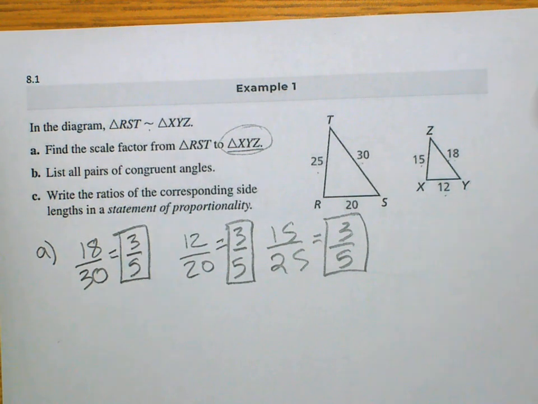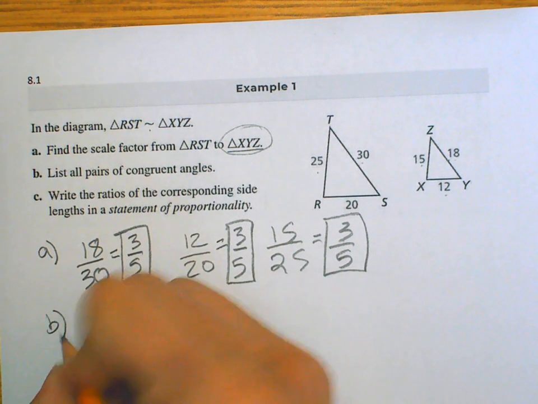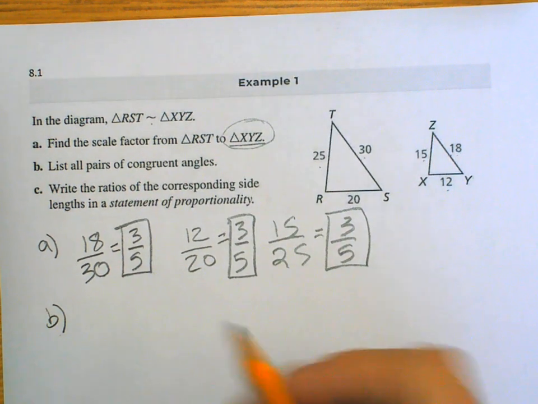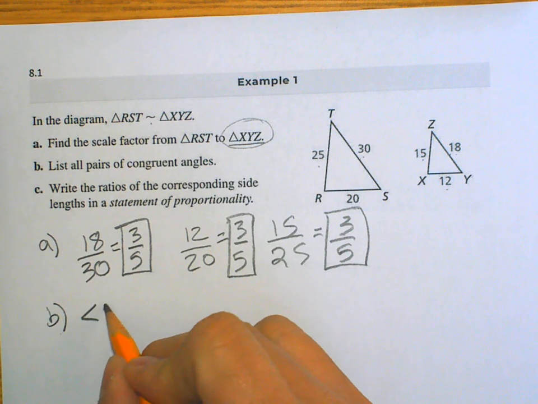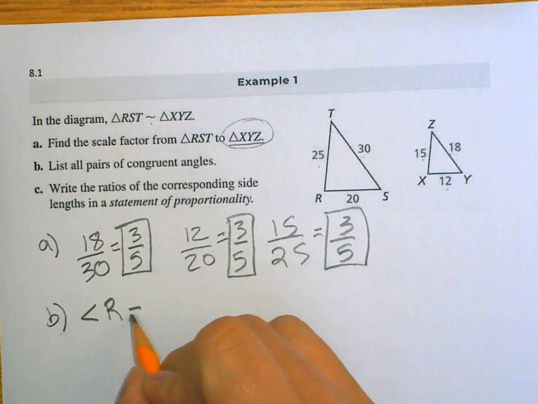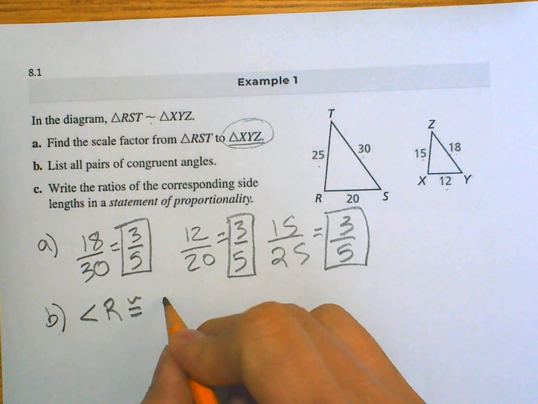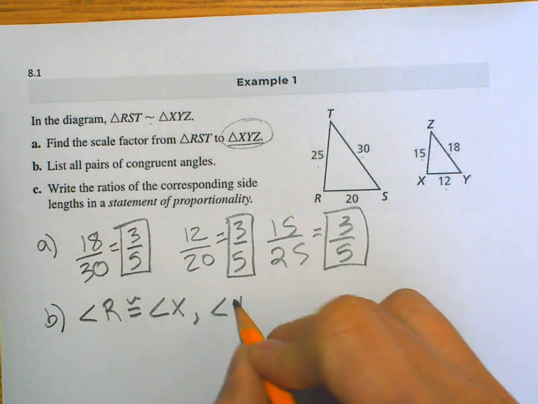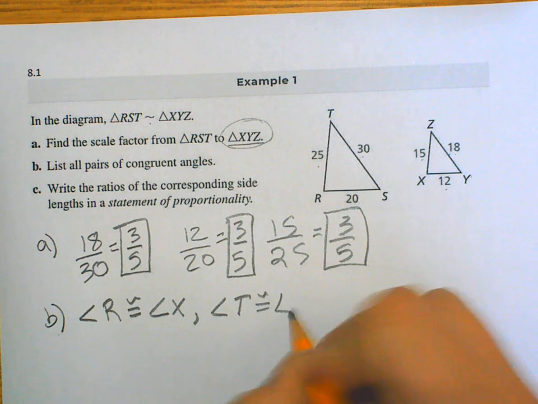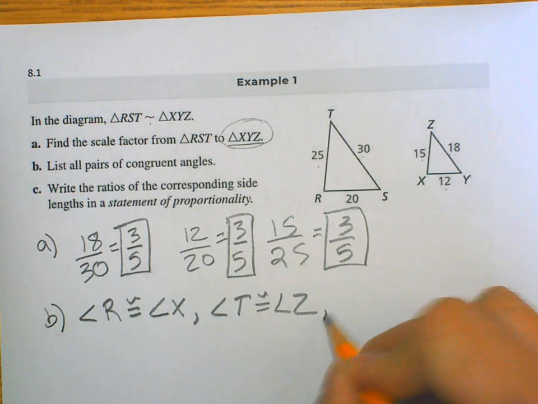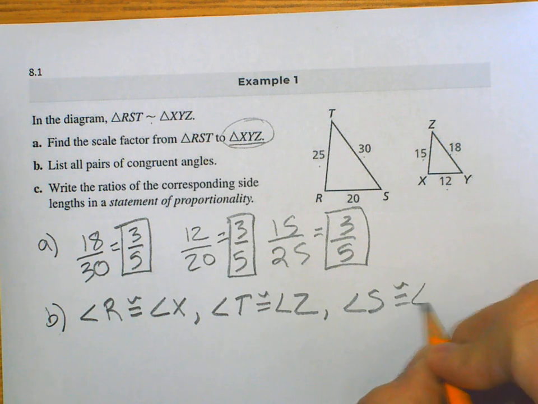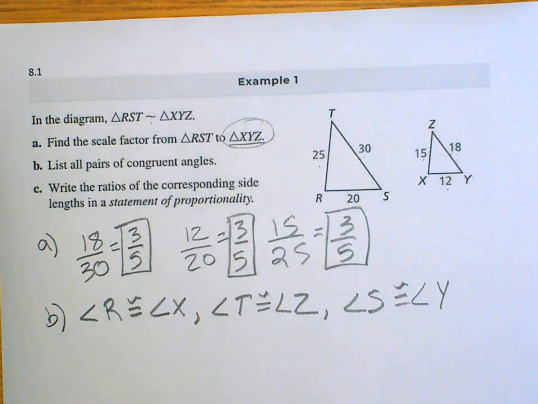Now it says for B, list all the pairs of congruent angles. Well, those are the corresponding ones. So, for example, angle R is going to be congruent to angle X. Angle T is going to be congruent to angle Z. And angle S is going to be congruent to angle Y.